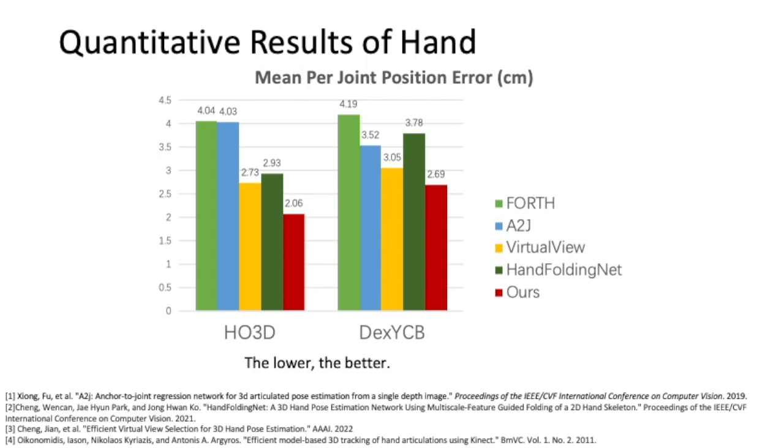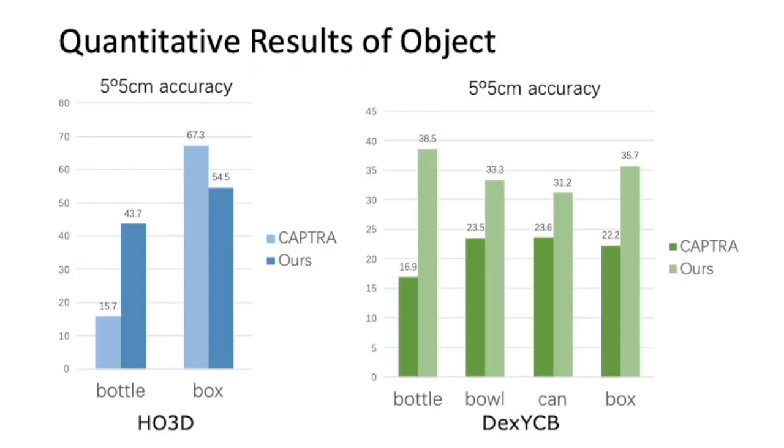Here are some quantitative results. Compared to the state-of-the-art point cloud-based pose estimation network, HandFoldingNet, and depth-based networks, Virtual View and A2J, together with an optimization-based hand-tracking method, Forth, we have the lowest mean per joint position error on both HO3D and DEX-YCB datasets. Compared to the state-of-the-art point cloud-based object pose tracking method, CAPTRA, we have higher 5° 5 cm accuracy on both datasets.